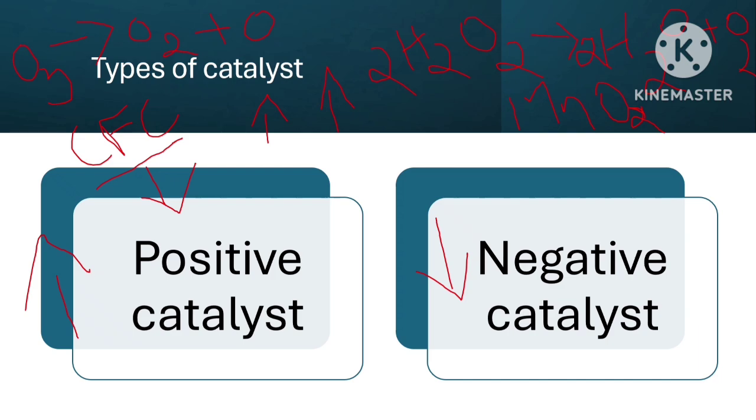This decomposition of hydrogen peroxide in the presence of manganese dioxide, the reaction is going to be slower. Understood? Here MnO2 acts as a negative catalyst. Understood?